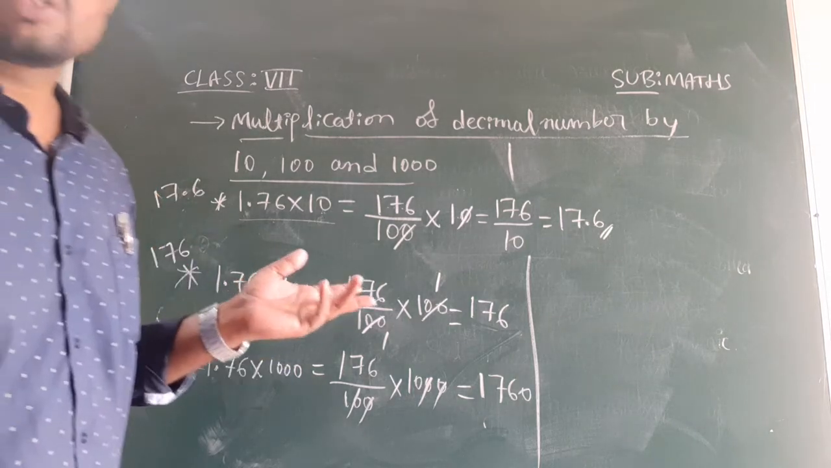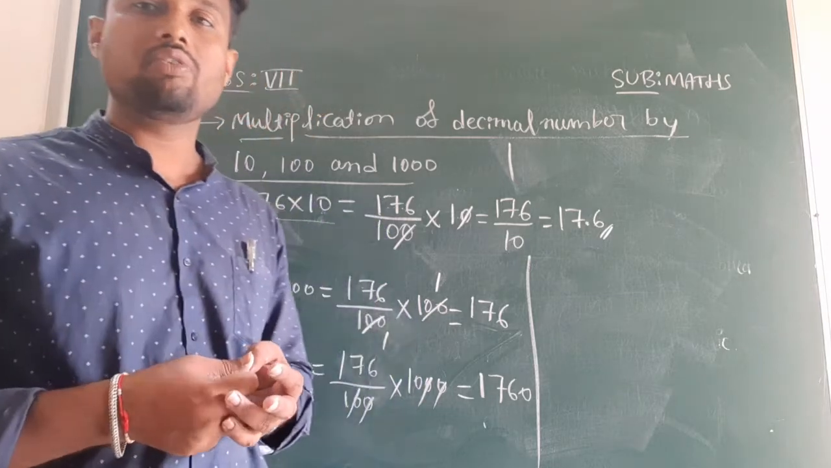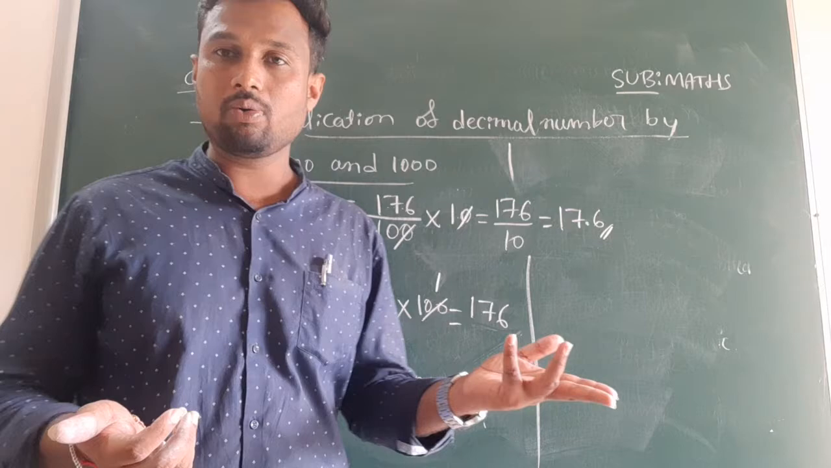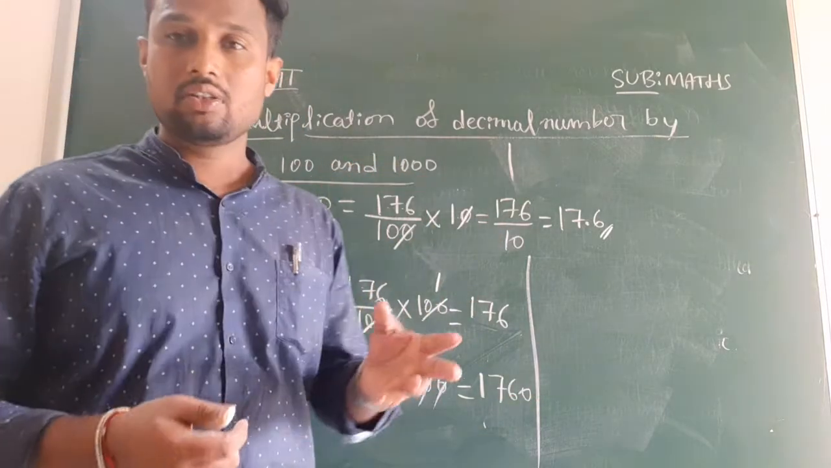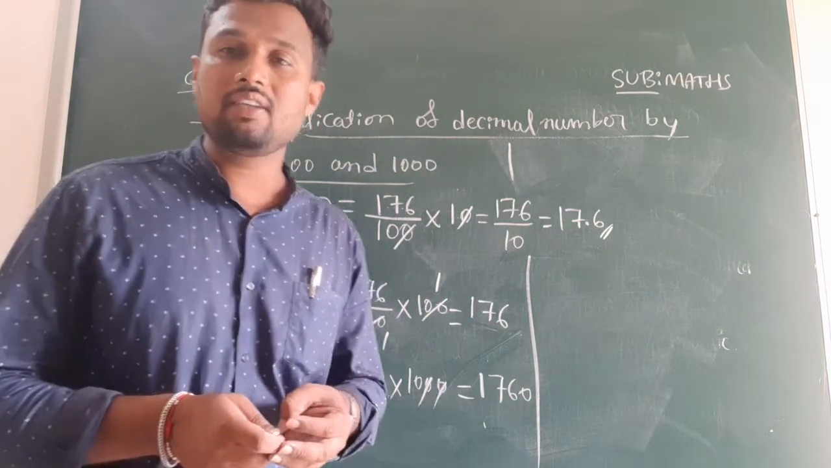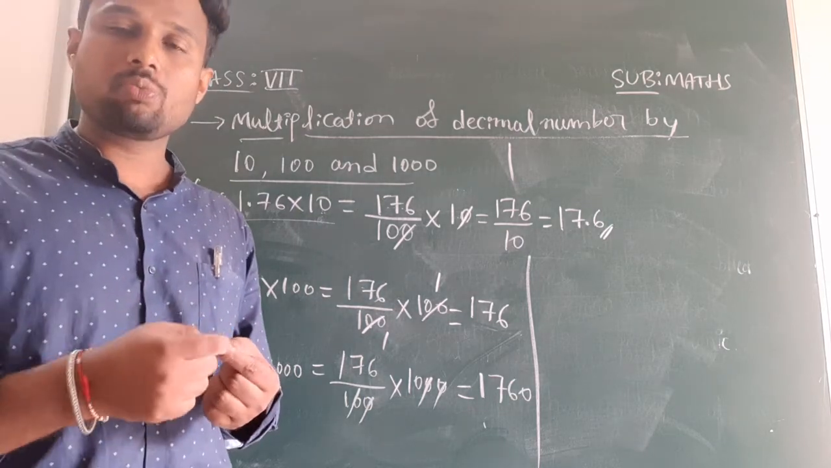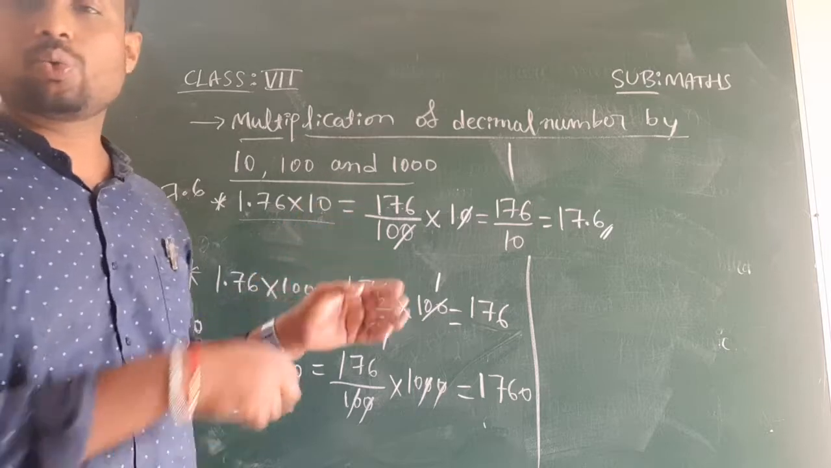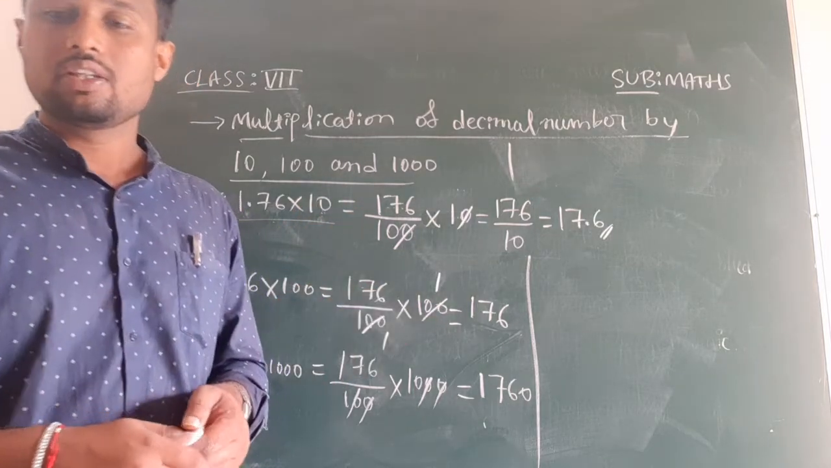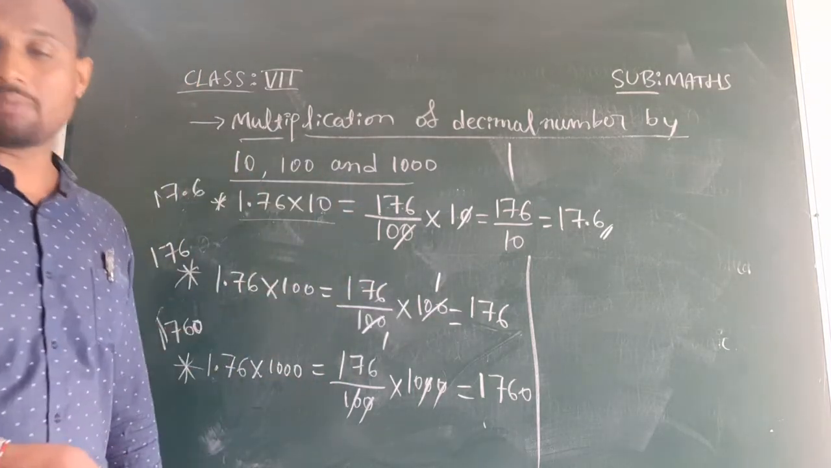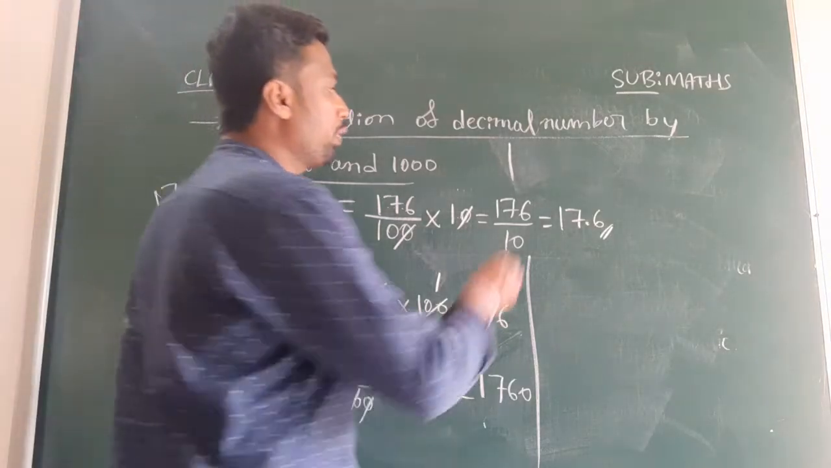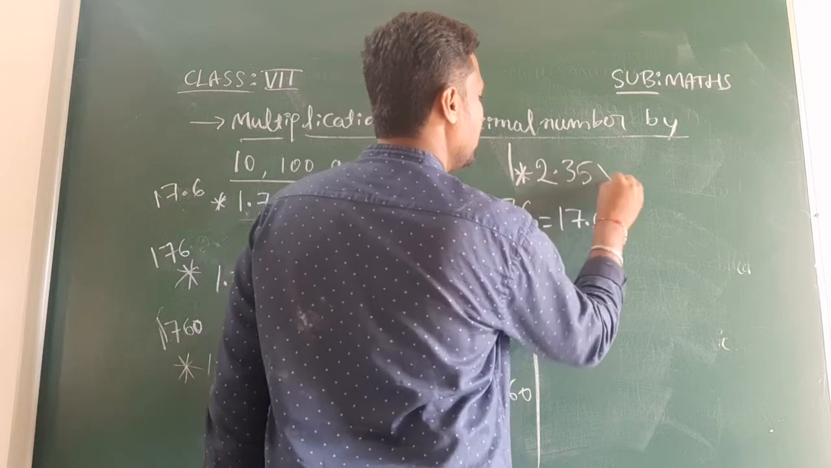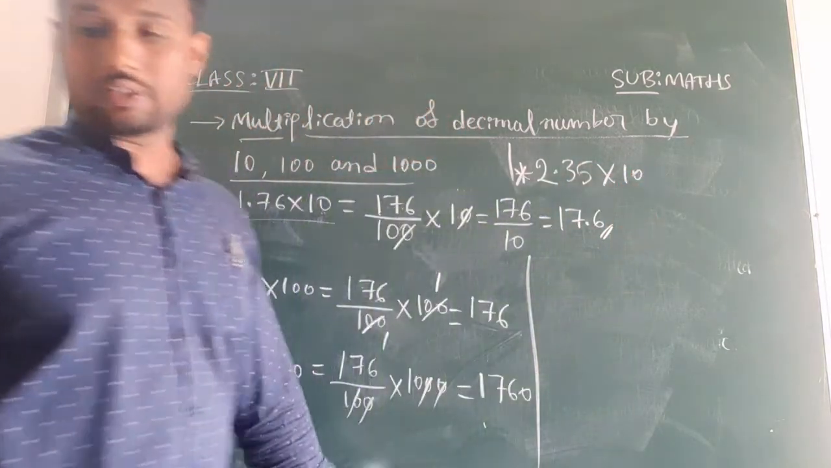What you have to do? Just count the number of zeros you have in 10, 100, 1000. How many zeros do you have? Just count those zeros, and in the decimal number you have to move the decimal point that many steps towards the right side. Okay. So by this method we will solve some of the examples here. That is, they have given here 2.35 into 10. Okay.